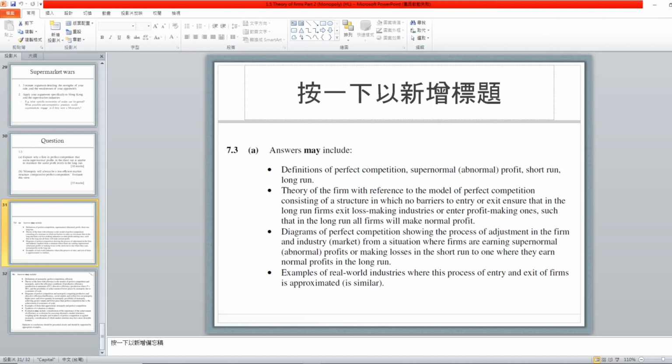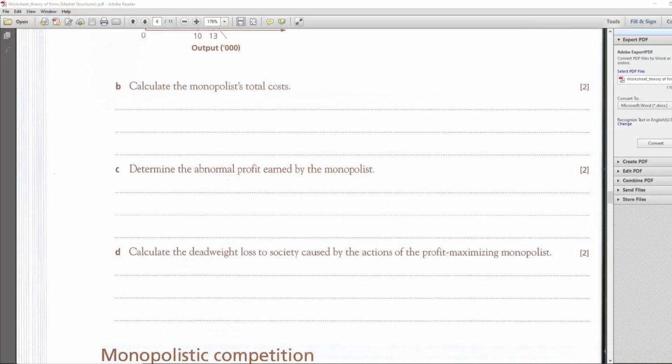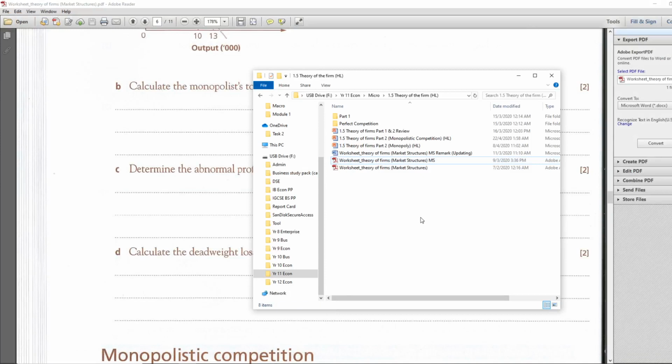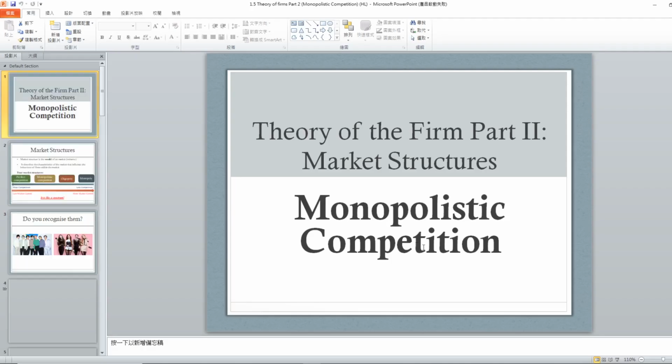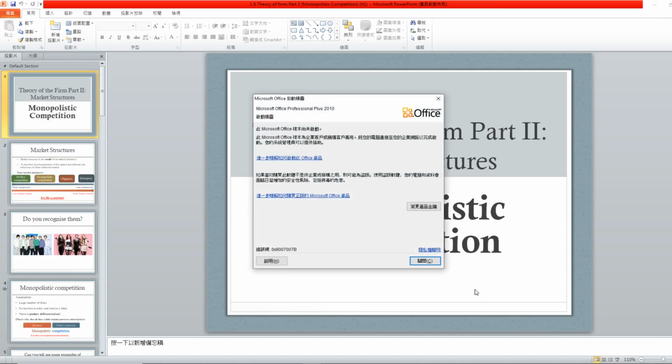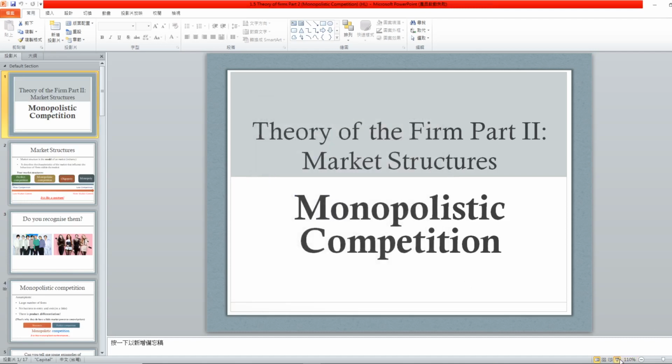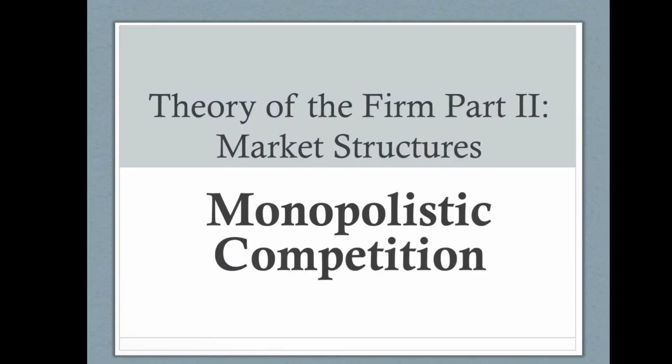We still have about 10 minutes. So now let's start the intro of the next one. Now the next one here, we are going to talk about monopolistic competition.